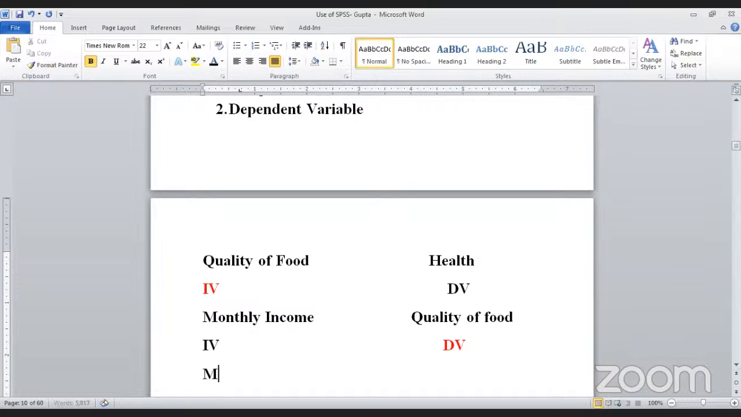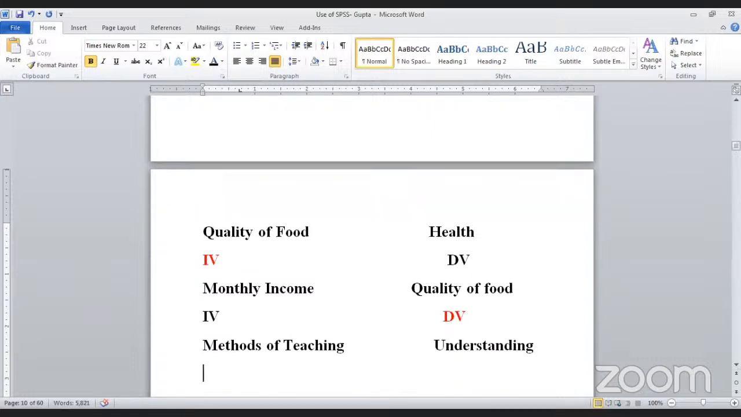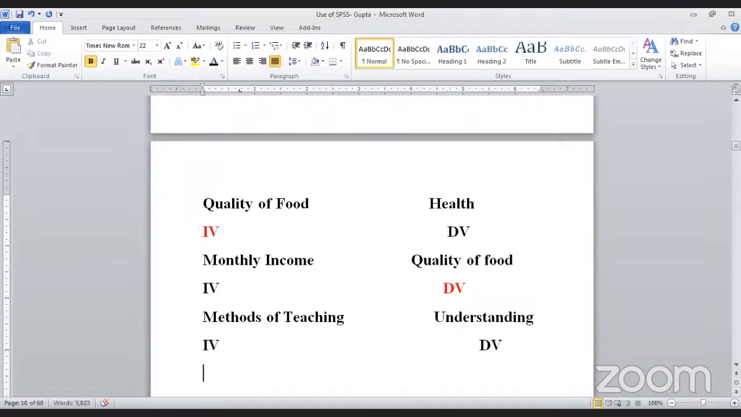Now, if I say methods of teaching and your understanding, now your understanding depends on the methods of teaching. So methods of teaching becomes an independent variable and your understanding becomes a dependent variable. But my dear friend, your understanding does not completely depend on the methods of teaching. It does depend upon your previous understanding. It depends upon your concentration.